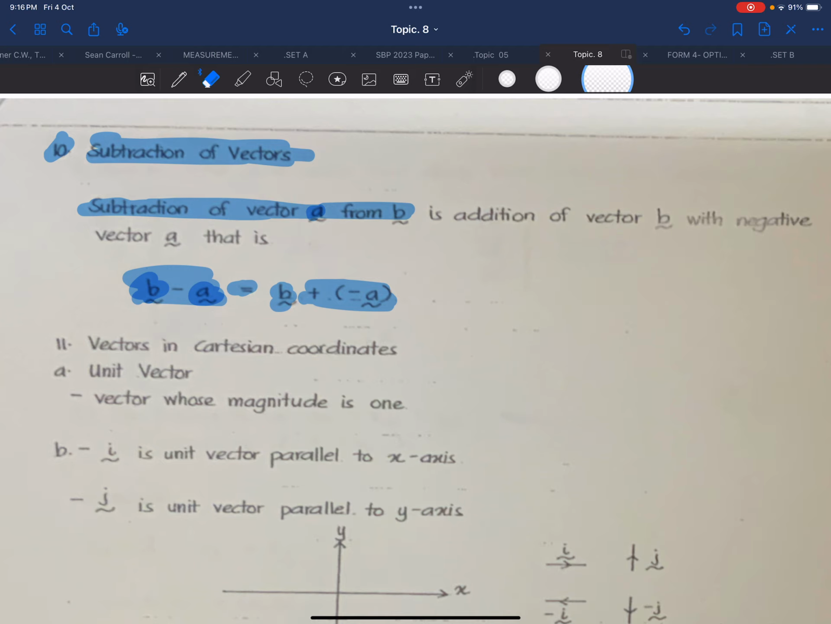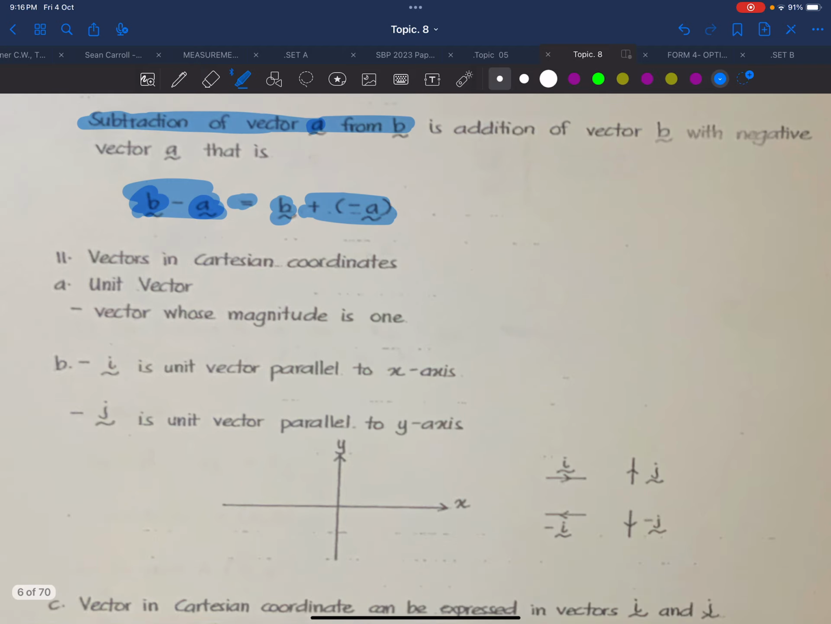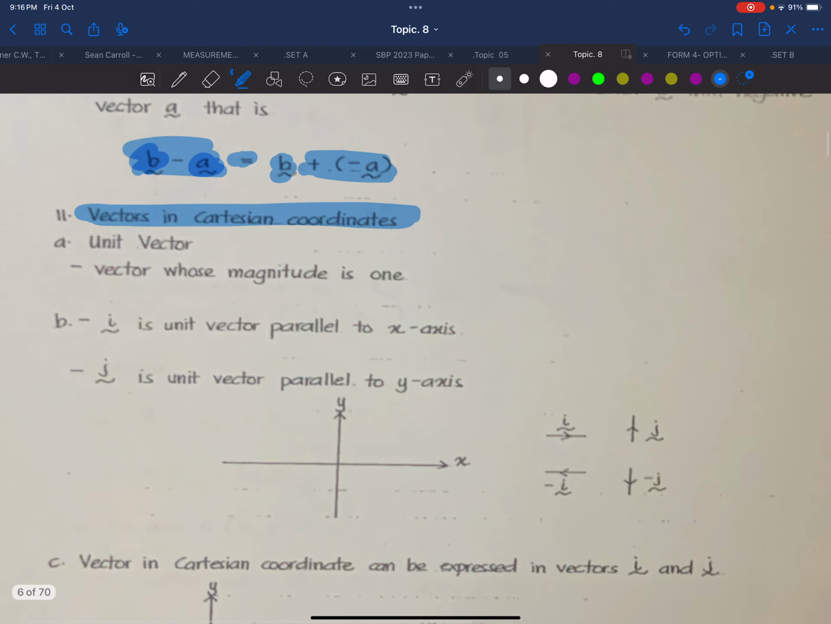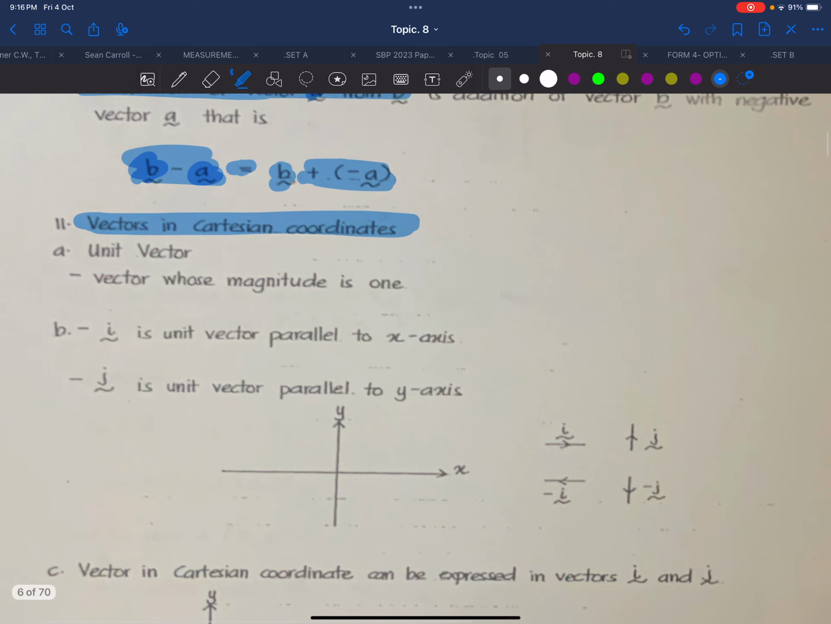Next, we look at vectors in Cartesian coordinate. Now, before we look at vectors in Cartesian coordinate, there are a few terms you must know. The first one would be unit vector. The word unit means one. So a unit vector is a vector whose magnitude is 1. That's all. A unit vector is a vector whose magnitude is 1.